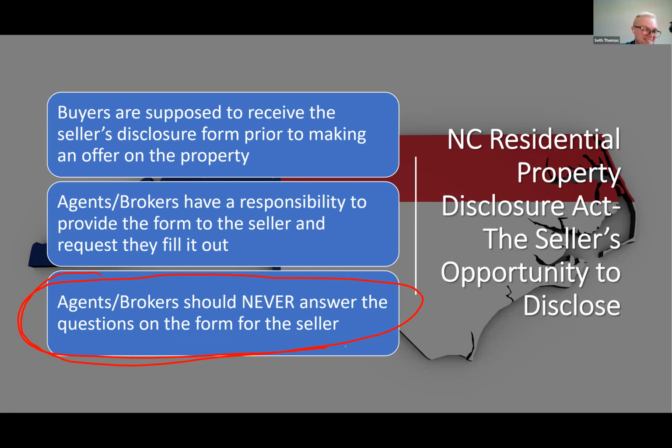Here's the thing. Don't give that advice. Whose disclosure form is this, folks? The seller's. If you give them advice, you're actually answering the form for them. If you tell them, if I was you, I'd check no representation, that's the same thing as you answering the form. And who's not supposed to be answering this form? The agent, the broker. Does that make sense?